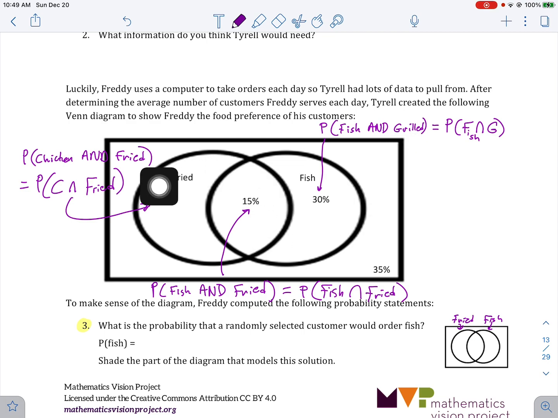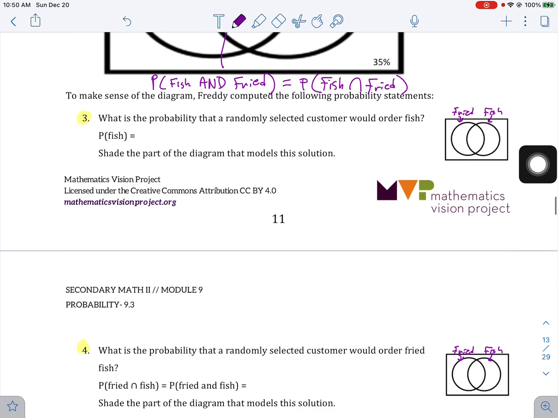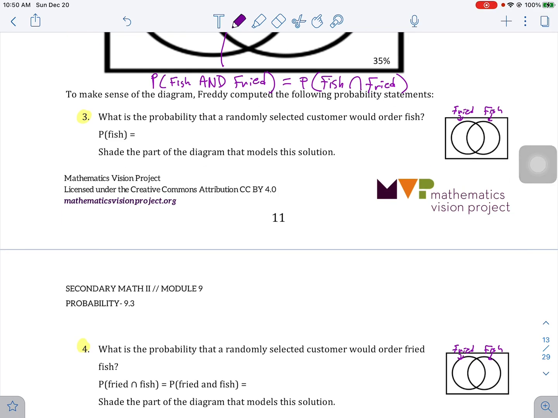All right, some other ones, you could get the probability of fish and grilled because it's not part of the fried circle that's here. Okay, so this is P of fish and grilled, and again there's that intersection symbol. That means and. Then the same thing here, P of chicken and fried. So this piece right here is not part of fish, so it must be part of chicken, but it's still within the fried circle, so you say chicken and fried, intersect with fried. Now these other ones are pretty good. I'm going to focus mostly on the shading on these.